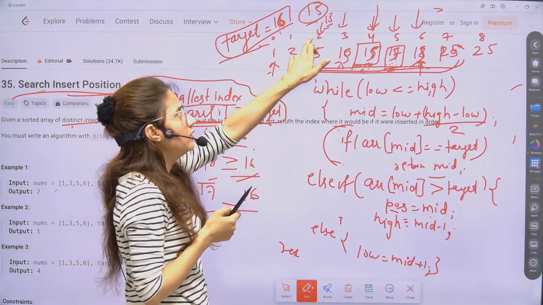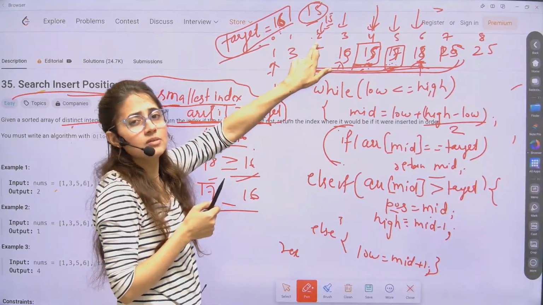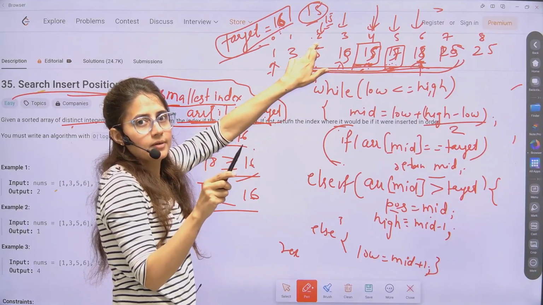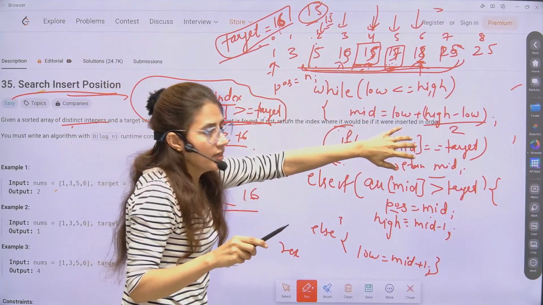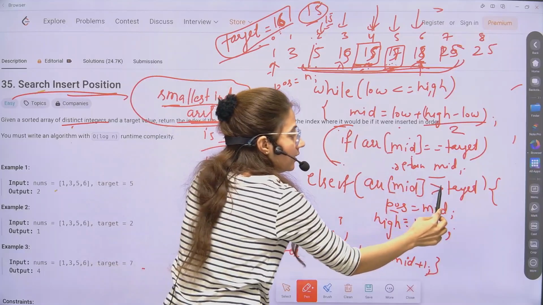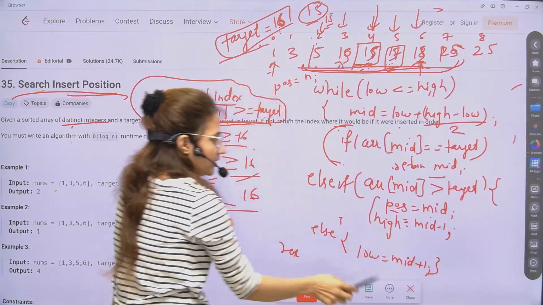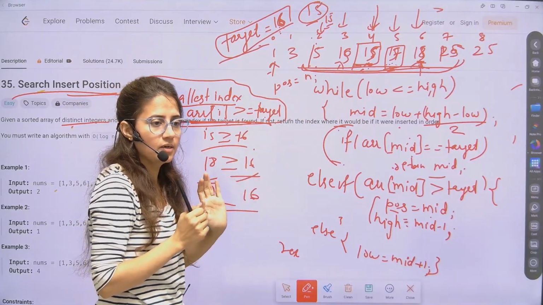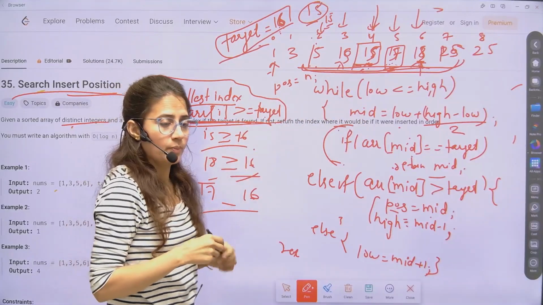So better to go for the smallest index which is greater than or equal to the target. So in that case, this would not be a case. You will simply write if array of mid is greater than or equal to target, go for this, else go for this. There is no separate equal-to type of thing in case of duplicate elements, right? Let me show you the practical now.